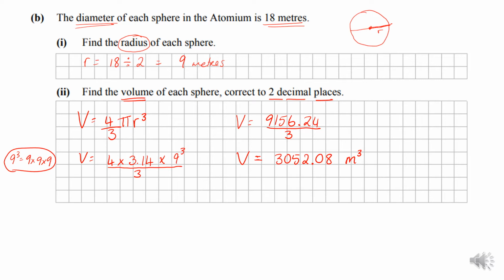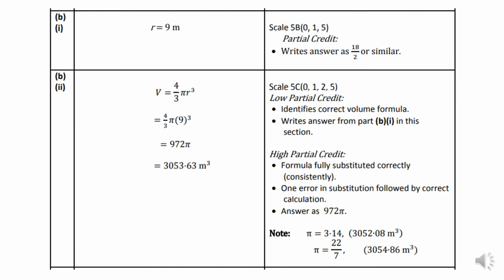In maths you won't lose marks if you forget to include the units. Okay, let's check, did we get it right from the marking scheme? Our radius was 9. That's an easy 5 marks. There's partial credit of 1 if you wrote that you should divide or similar. And your volume calculation was another 5 marks.